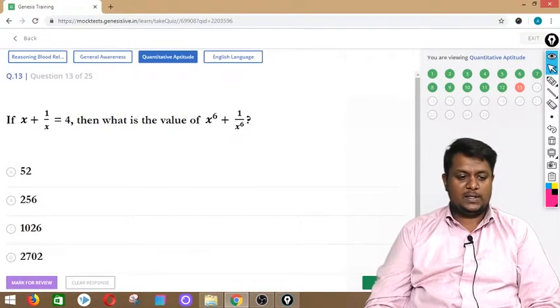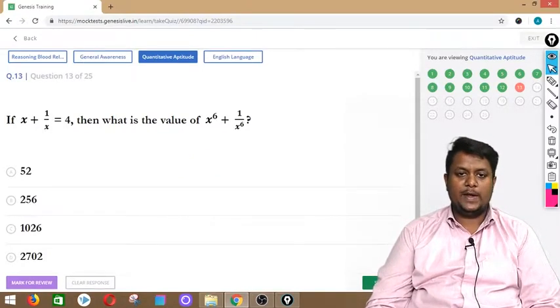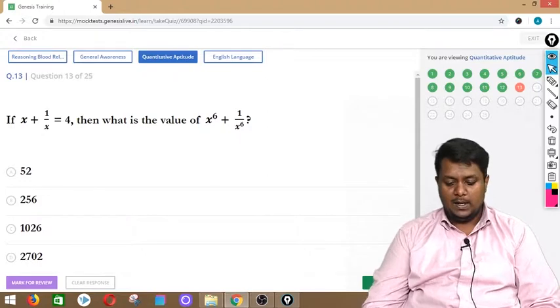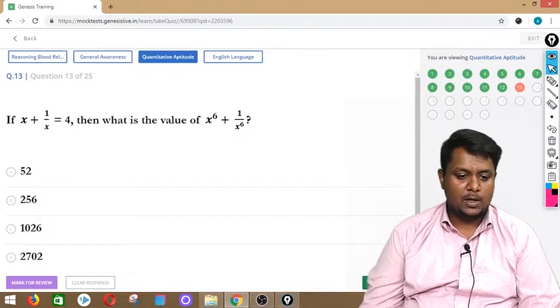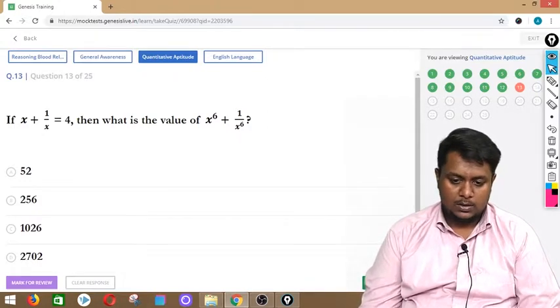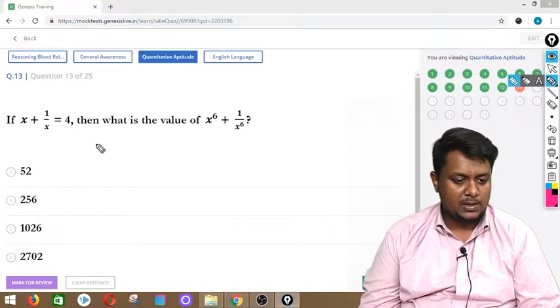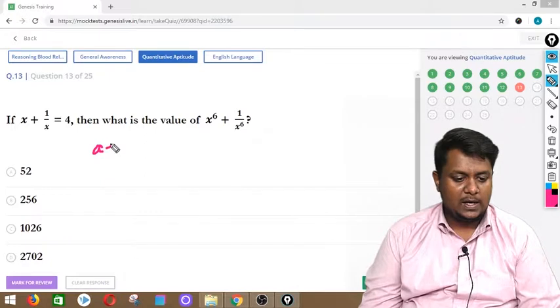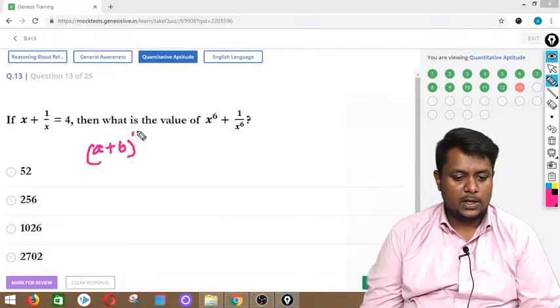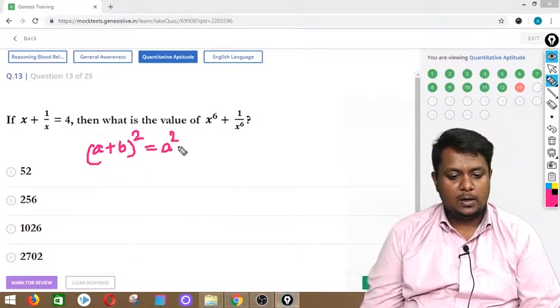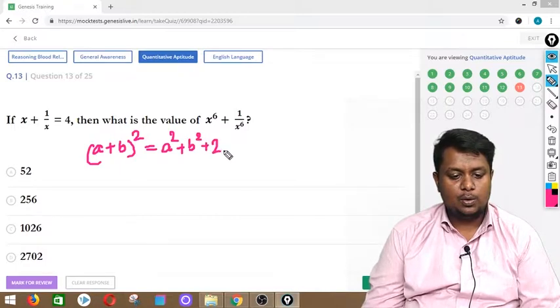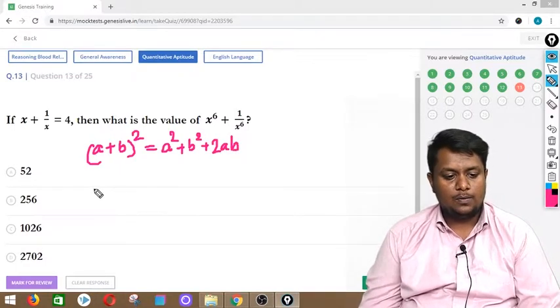If x plus 1 by x is equal to 4, then what is the value of x power 6 plus 1 by x power 6? This is a question based on algebra. So we will be solving this using some of the algebraic equations. That is, we know that a plus b the whole square is equal to a square plus b square plus 2ab.